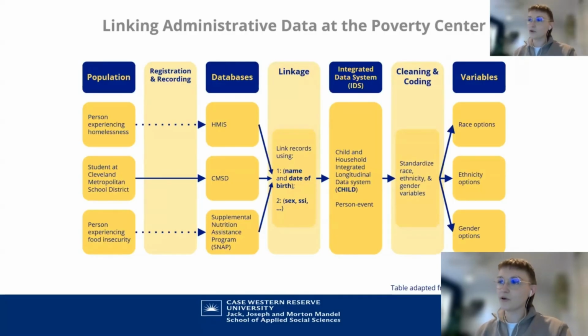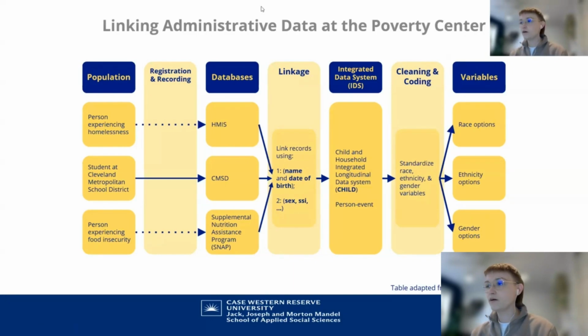Thank you. Okay, so this schematic looks at how we at the Poverty Center at Case utilize administrative data. And like I said, we focused on demographic data. So you'll see on the far right-hand side, we're looking at race, ethnicity, and gender. But starting from the left-hand side, we see populations that we're hoping to represent in our databases and populations that we may want to look at in research. So for this example, we're looking at people experiencing homelessness, people experiencing food insecurity, and we also get school data for our administrative data systems. So we're looking at students in Cleveland Metropolitan School District.